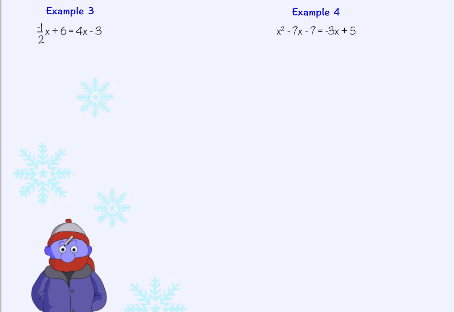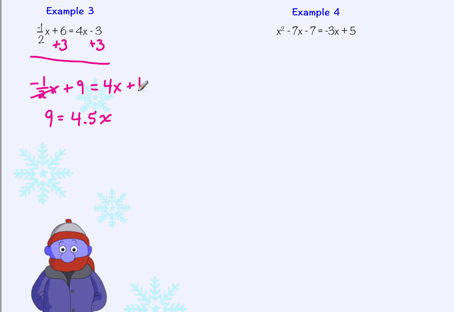All right, example 3 and example 4. Hey, wait a second, there's no pretty picture to help me. Well, let's understand, first of all, that we could solve these the good old-fashioned way. We could add 3, negative 1/2 x plus 9 equals 4x. 9 equals 4.5x. When I move that 1/2 x over, x equals 2.